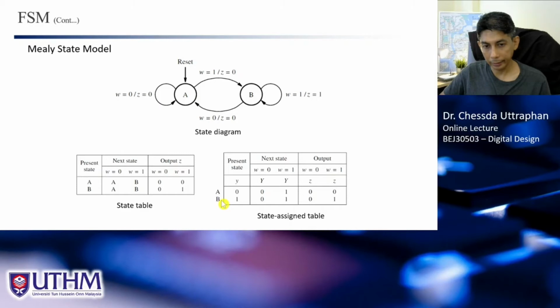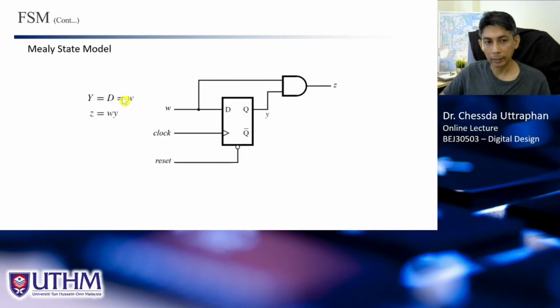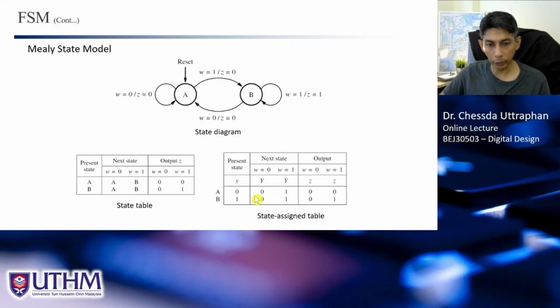Okay, now we change here A to 0, B to 1. So we have 0, 0, we have 1, 1. Z should remain the same. Now we have this. From this, we can generate the logic equation, and from the logic equation, we can get the circuit. So this one is very easy.